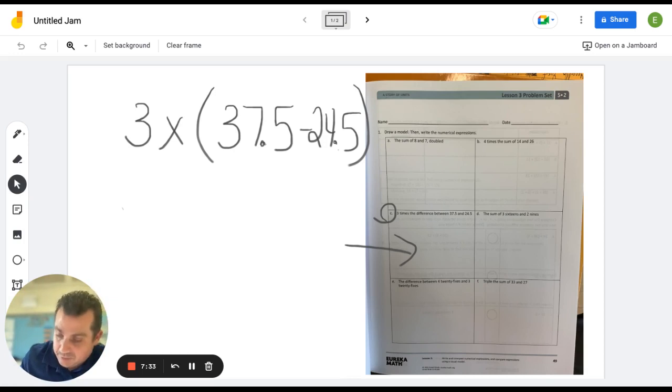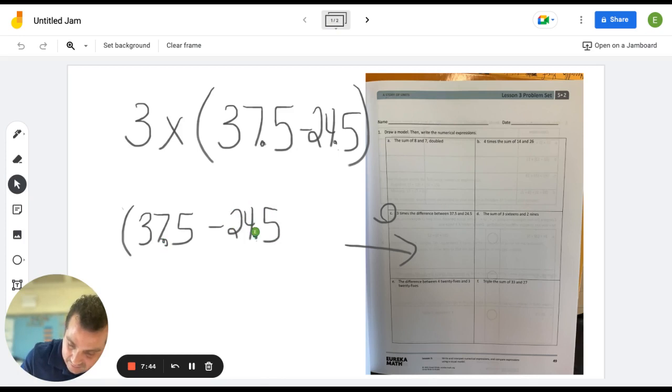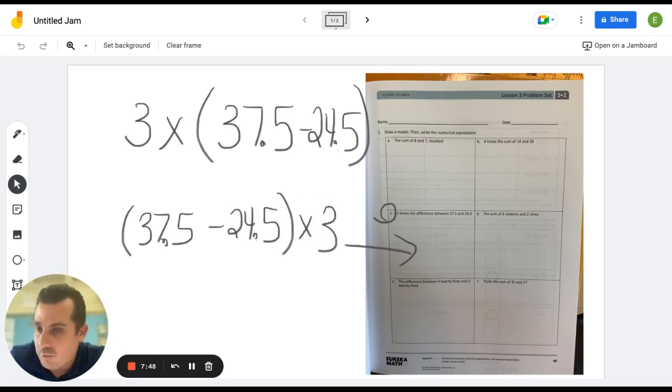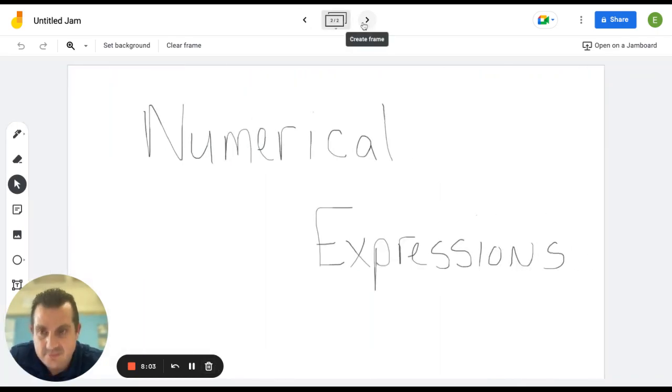Or you could flip it around and do 37 and 5 tenths minus 24 and 5 tenths and times that by 3. Either or. All right. So that was just a couple problems on today's problem set. Hopefully this helped. Let's go back to main screen.